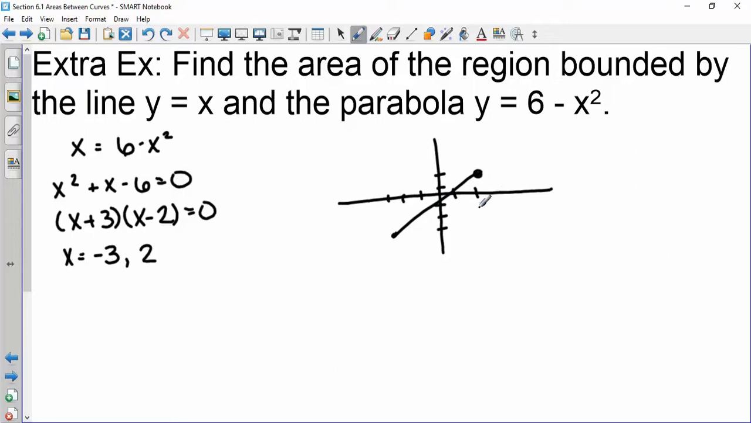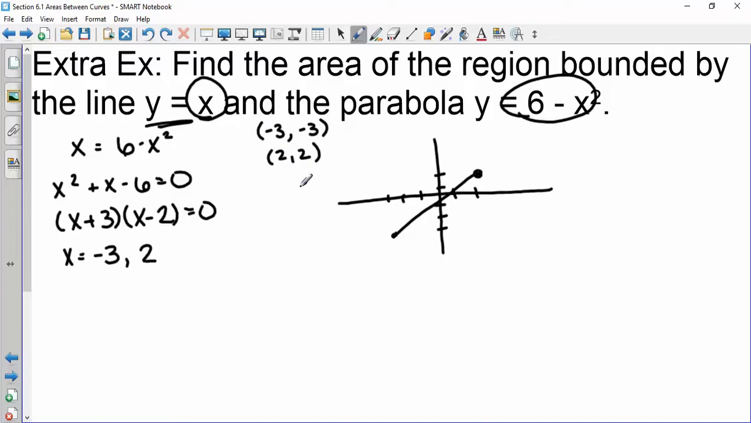So you've got to figure out where they meet. I didn't plug them in as you said. Since both of these were y equals, I set these two things equal to each other. So x equals 6 minus x squared. Then I brought everything to one side and did the box method. And then to get my points, I'm graphing this one. If I plugged in -3 for my x, y equals the same thing.